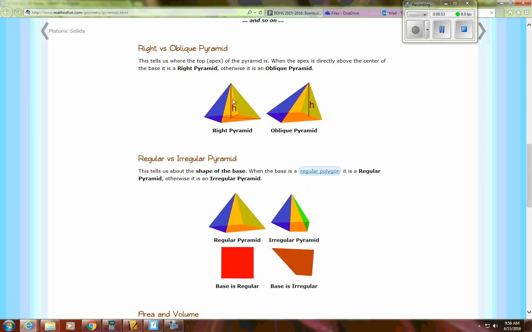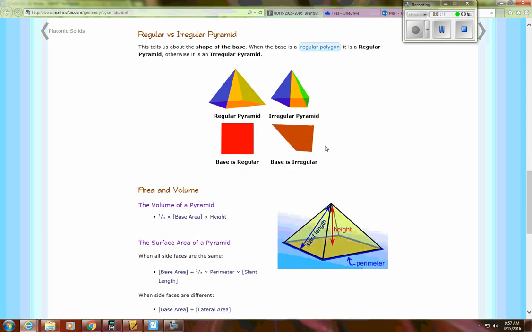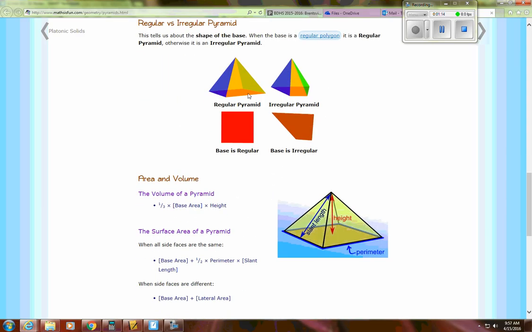We're primarily going to be dealing with right pyramids, meaning the height is perpendicular to the base and is in the midpoint of the base, whereas an oblique pyramid is kind of like a slanted pyramid, and the height, I should say, is still perpendicular, although it's no longer centered in the middle of our base. And then, of course, regular pyramids have a regular base, whereas irregular pyramids have irregular polygons for a base.